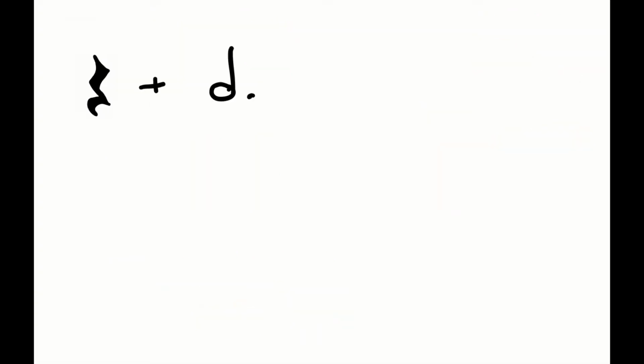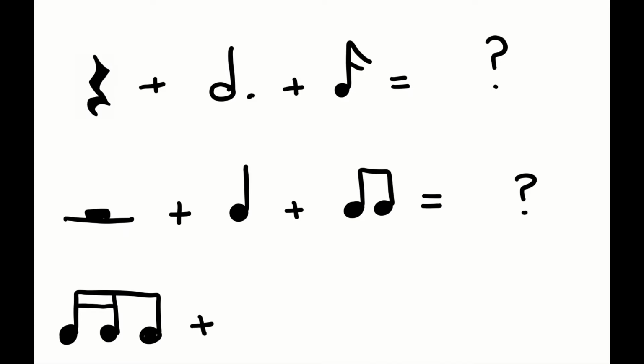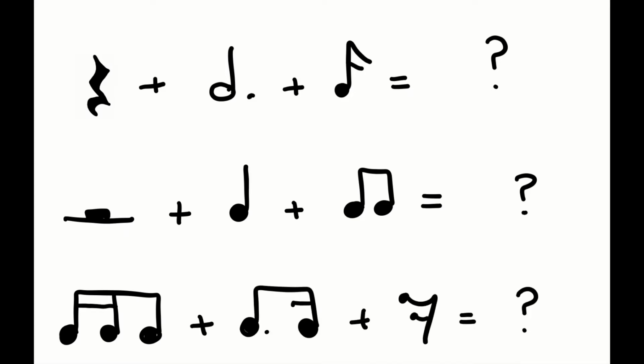So let's see if you can work these ones out. I've done this one quite quickly, but I'm sure that you'll be able to do it. So we've got a crotchet rest, a dotted minim and a semiquaver, minim rest, crotchet, 2 quavers. Well, that last one's quite difficult. See if you can get it. Pause it if you need to work it out.